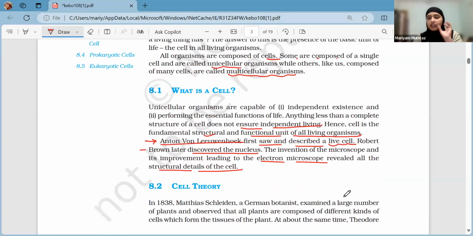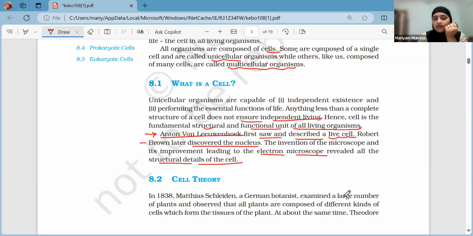Now, talking about the cell, first of all, these two names are very important. They will be asked forever, even after you are done studying 11th. Anton von Leeuwenhoek was the person who described a living cell. Robert Brown discovered the nucleus. Clear?